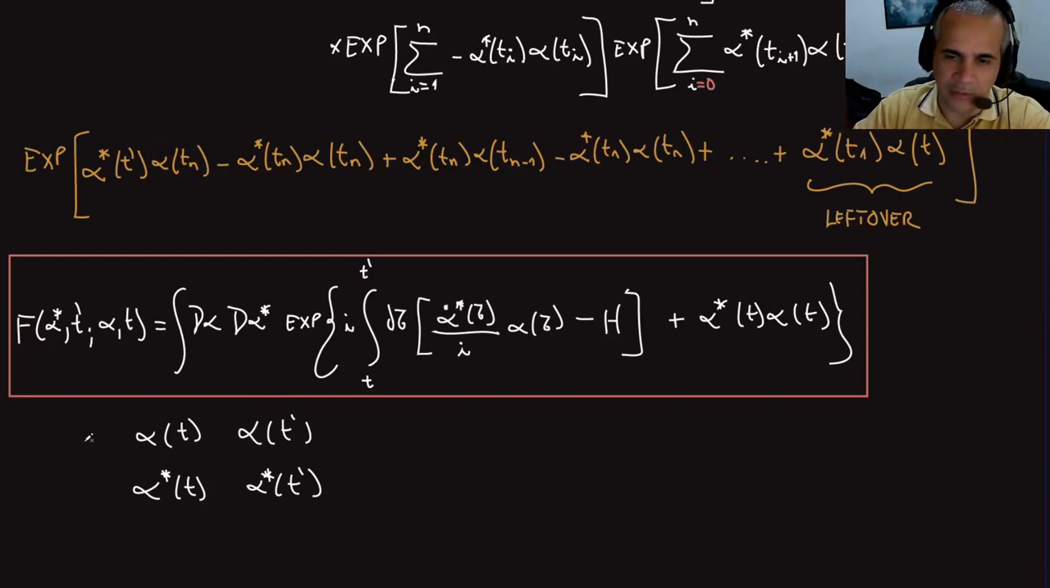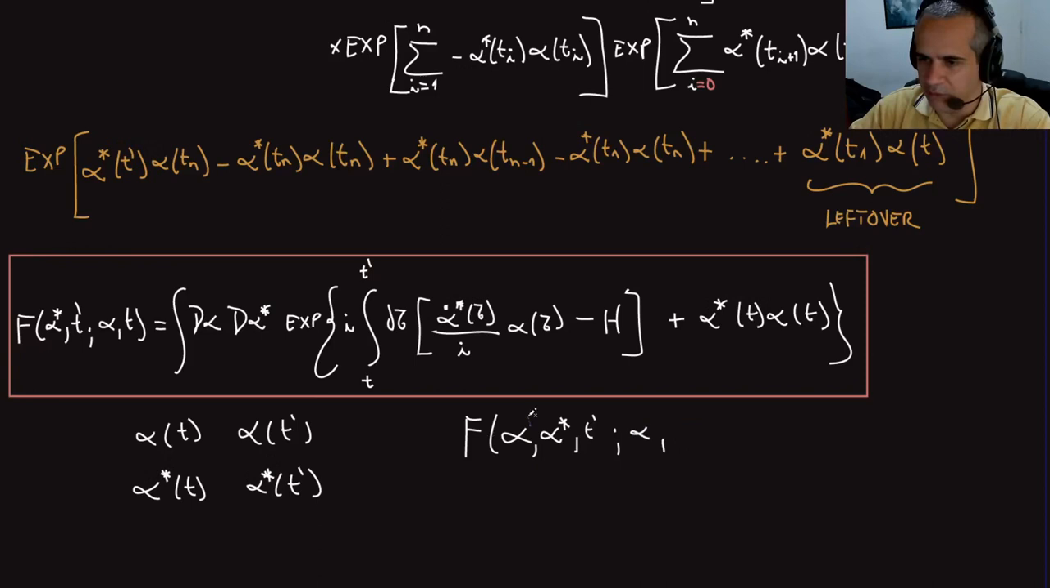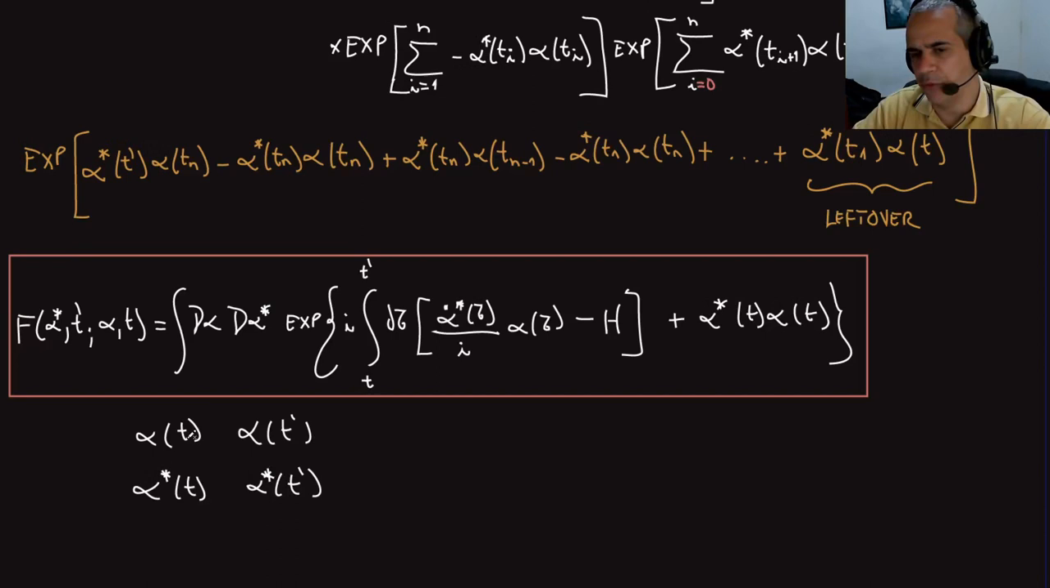I could have written f of alpha, alpha star t prime, alpha, I don't know, some alpha prime here, and alpha, alpha prime star t here, right? If you're wondering why I didn't specify two alphas here and two alphas there, now I hope it will become clear. The point is, it is very tempting to specify each function at both points in time, right?